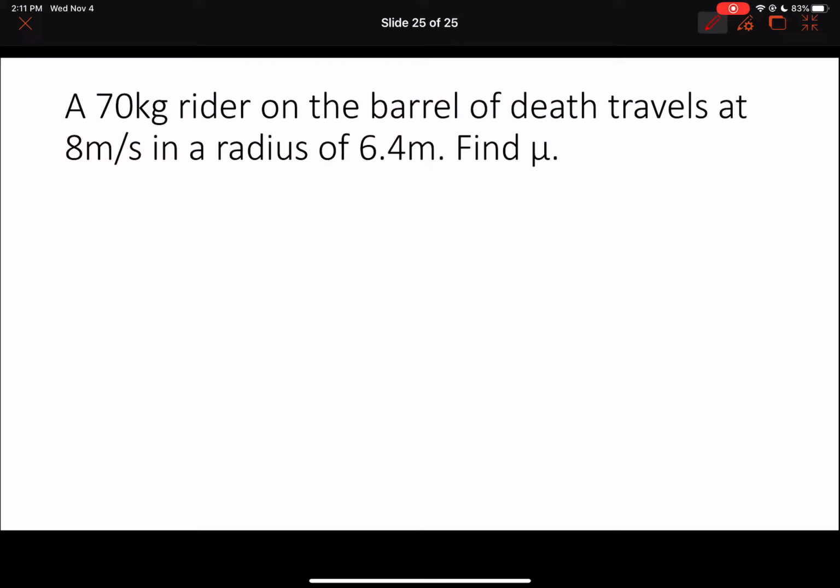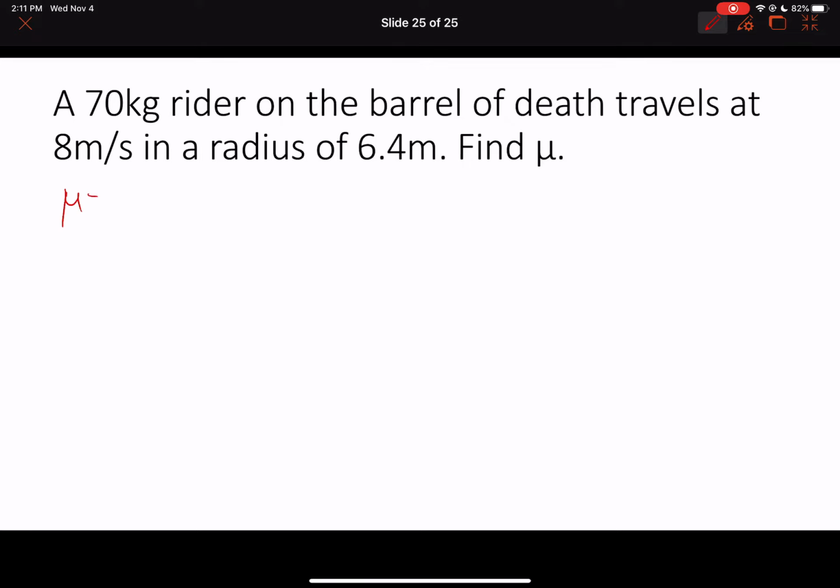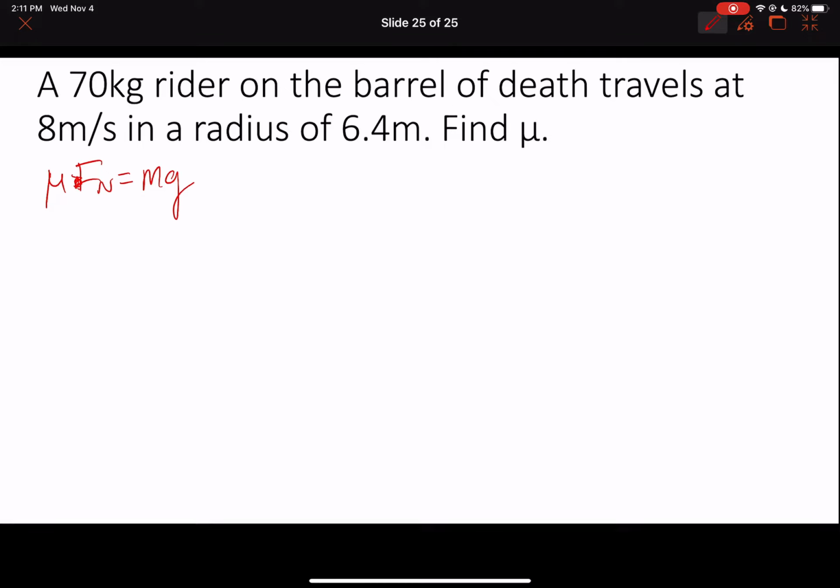So let's say we have a 70 kilogram rider on the barrel of death traveling at 8 meters per second, and the radius is 6.4 meters. Find mu. So we're looking for mu. And so we definitely need to use this equation. Mu Fn is equal to mg, right? But I don't know what Fn is, and I do know what the mass is. So let's see if we can find the normal force first. Well, it turns out we can.